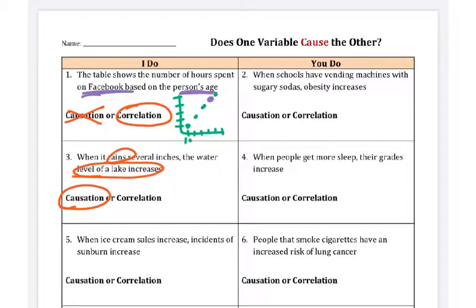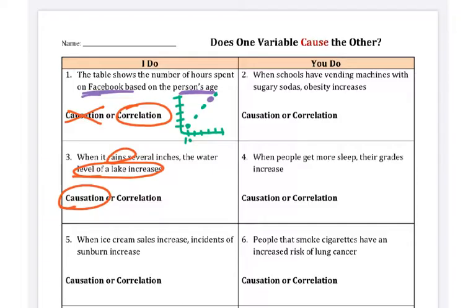Number 4, when people get more sleep, their grades increase. Does sleep cause people's grades to increase? Can someone get a lot of sleep but still have bad grades? So if it doesn't happen 100% of the time, it's not causation. So does getting sleep cause you to have good grades? I can tell you right now that there's a lot of students that are getting a lot of sleep in these 4 weeks, but that doesn't mean their grades are increasing. So is it just a pattern or is it causation?